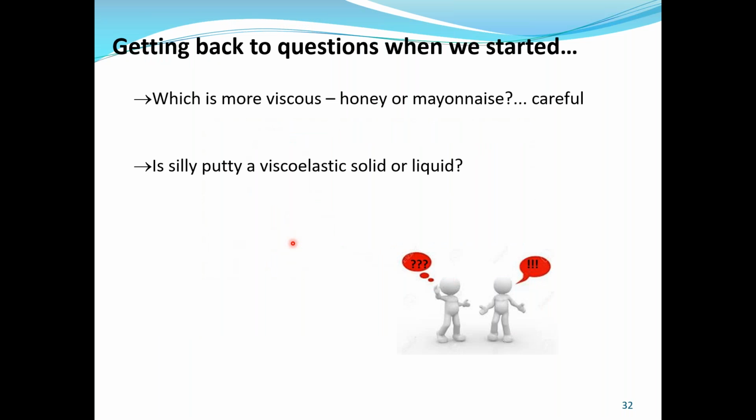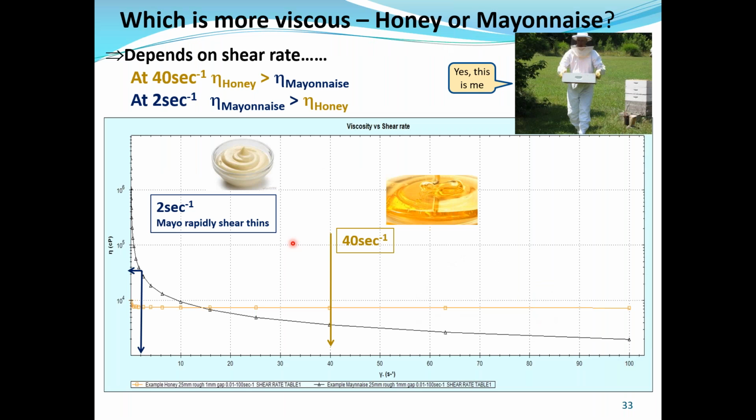Okay, getting back to the questions when we first started. Which is more viscous, honey or mayonnaise? Just want to warn you, you've got to be careful about this particular one. Which is silly putty, a viscoelastic solid or liquid? Okay, so honey or mayonnaise. So we take mayonnaise, we put it on the plate. As it's sitting on the plate, a low frequency event, low shear event, it doesn't really move a whole lot. Whereas honey will tend to spread and smooth.